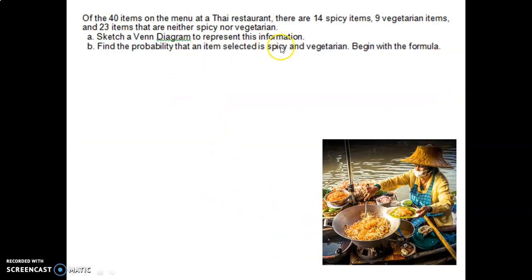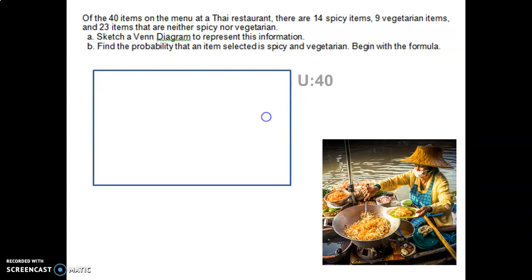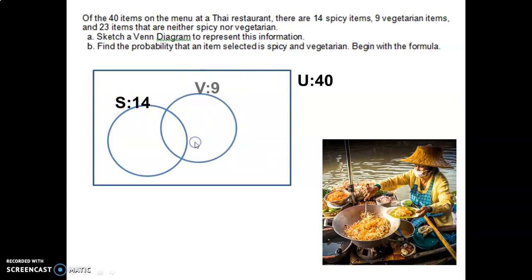Next, take a look at this problem, sketch a Venn diagram, and see if you can find the probability that an item selected is spicy and vegetarian. Try it out. Okay, so here's your Venn diagram. We have a universal set, which means all the menu items, 40. Here is our spicy items, 14. Here are our vegetarian items, 9.